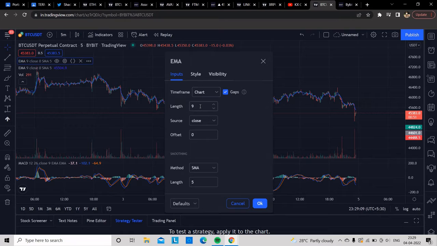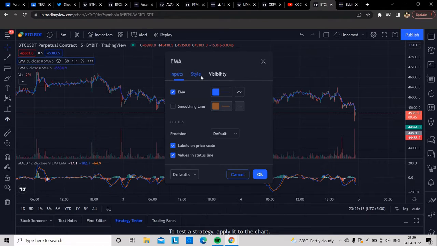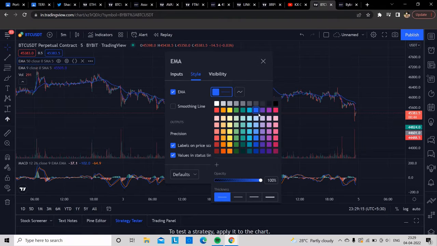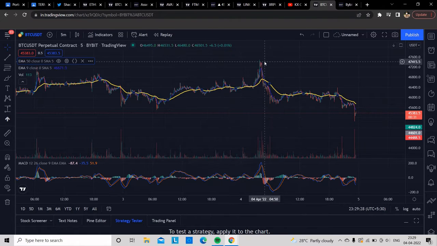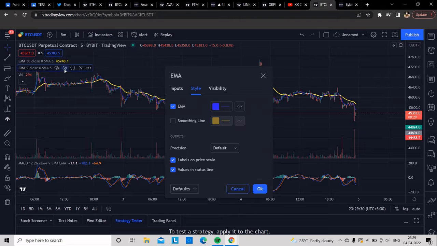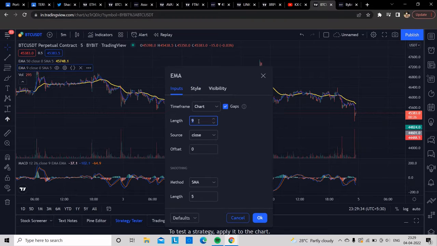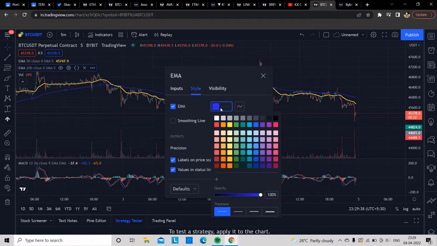So these are the indicators that we'll be using, and we'll have to make some slight changes to the EMAs. The first one will be the length of both EMAs. One of them will be 50, and we can change the color, let's say yellow, and make the thickness the second level. Alright, cool. And the second EMA we will keep the length at 200, and the color can stay blue itself. We'll keep thickness at the second level.